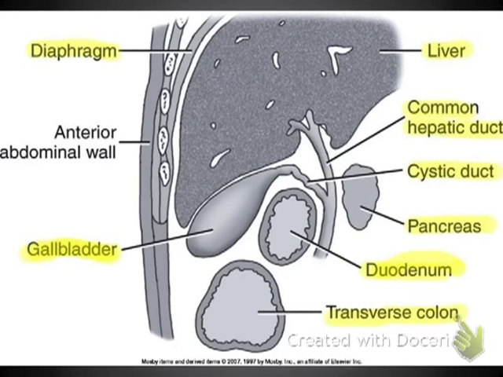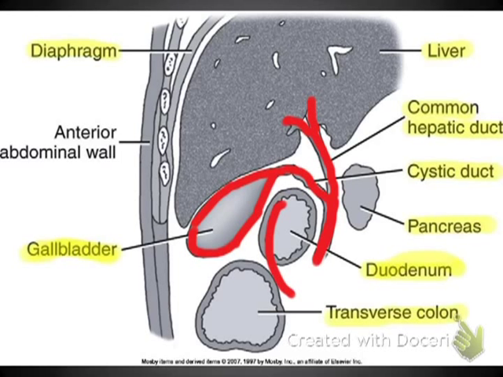Here's another kind of crude drawing. Once again, we'll go over this. We have the fundus, the body, the neck, cystic duct, right and left hepatic duct forming the common hepatic duct, then the common bile duct going down, and then we have the duodenum coming down here to allow the emptying.